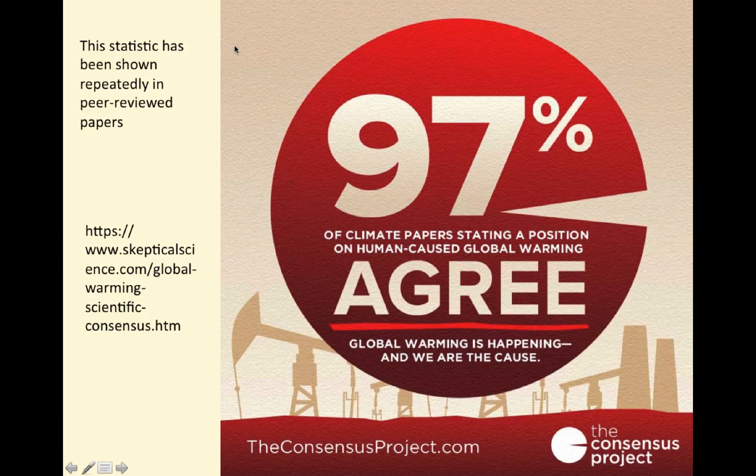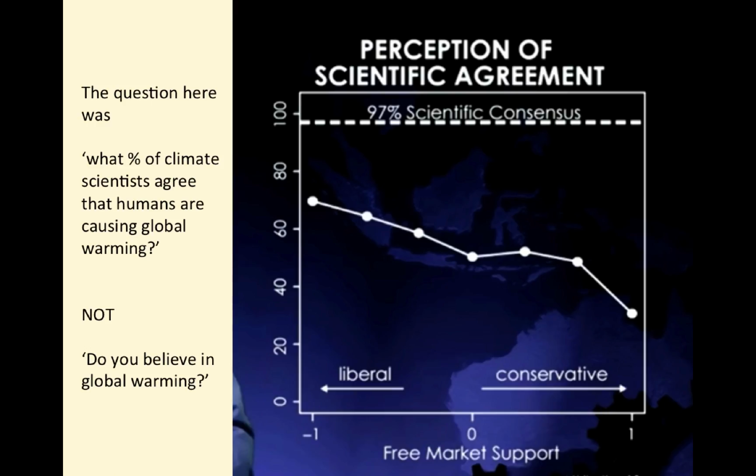So again, 97% of climate scientists agree that humans are causing global warming. This has been shown in a number of reports, and if you want more information, you can look at this link at Skeptical Science. The public, however, have a very different viewpoint. The question for this survey was, what percent of climate scientists agree that humans are causing global warming? With liberals generally saying that 60% of climate scientists agree humans are causing global warming. And then conservatives, definitely, it depended how conservative you are. However, in general, they thought about 40% of climate scientists agree that humans are causing global warming.